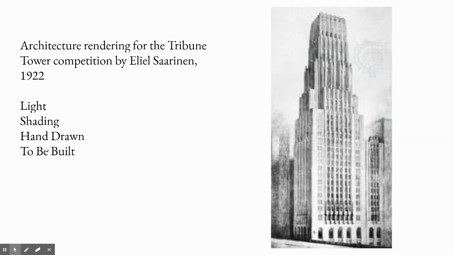This is another example by Saarinen, done in 1922. It was a hand-drawn rendering for the Tribune Tower competition. The use of shading adds detail and dimension throughout the drawing.